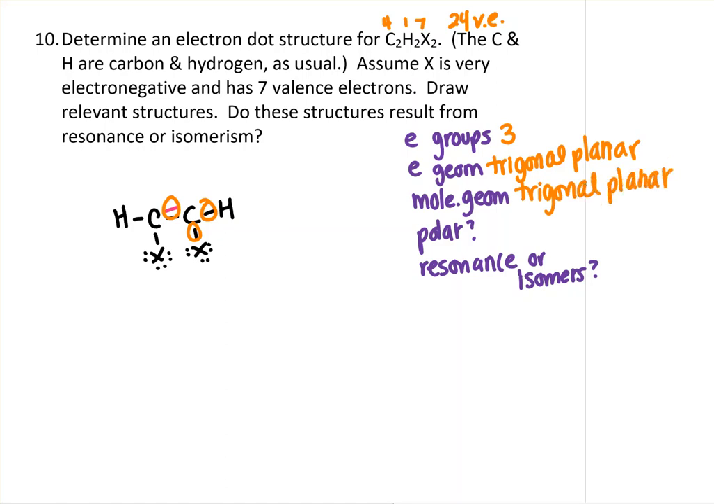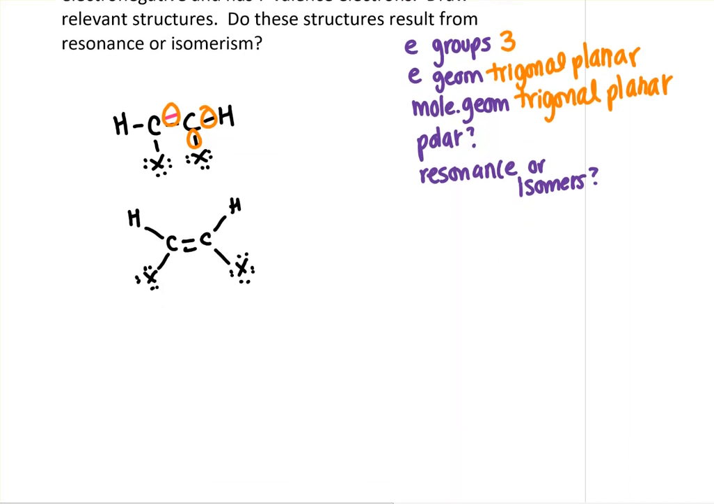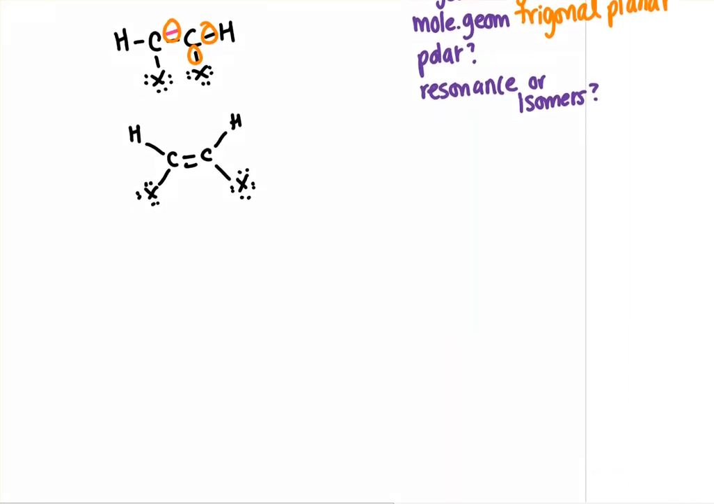And let's stop there and draw this the correct shape. So I have a double bond in the middle. And then these carbons are both trigonal planar. So I'll put them like this. Okay, and now that we see the shape, we know that there are other ways to connect this. So let's draw the other possibilities.